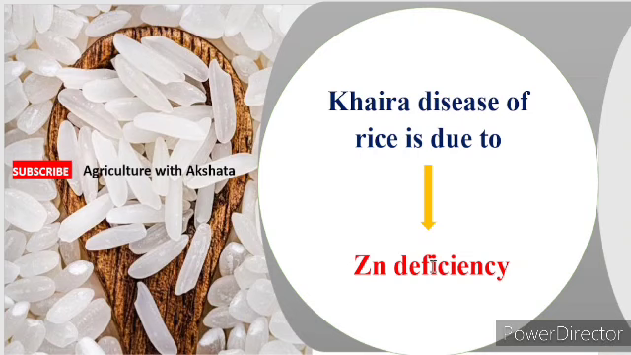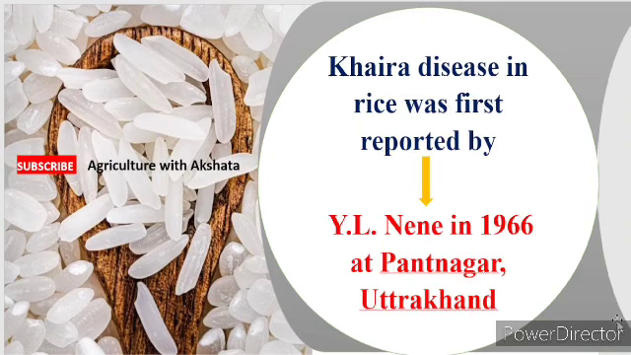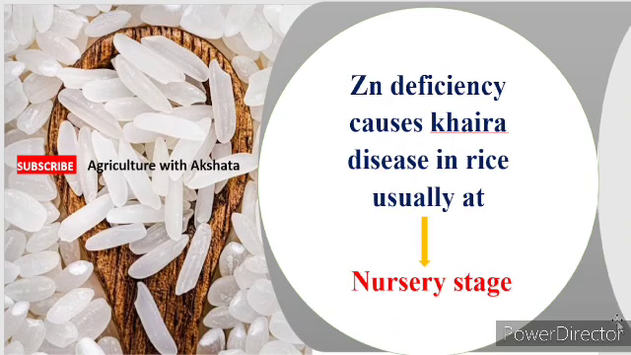Khaira disease of rice is due to zinc deficiency. Khaira disease in rice was first reported by Y.L. Nene in the year 1966 at Pantnagar, Uttarakhand. Zinc deficiency causes Khaira disease in rice, which usually appears at the nursery stage.